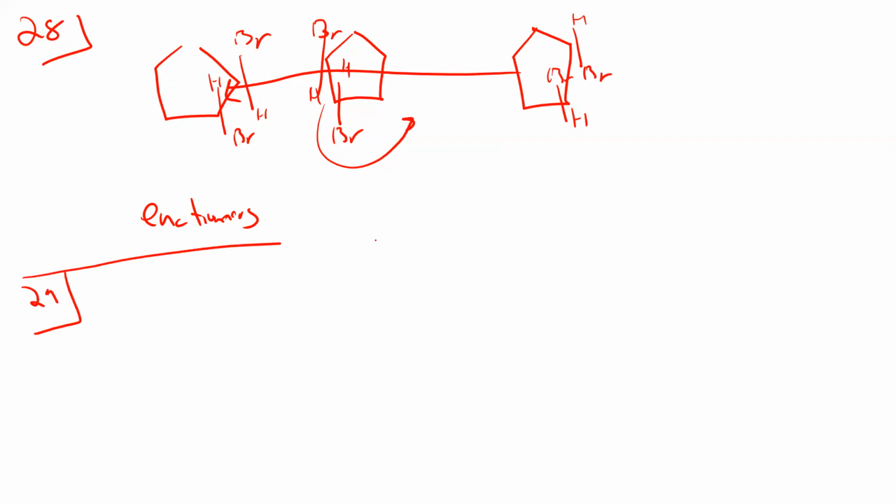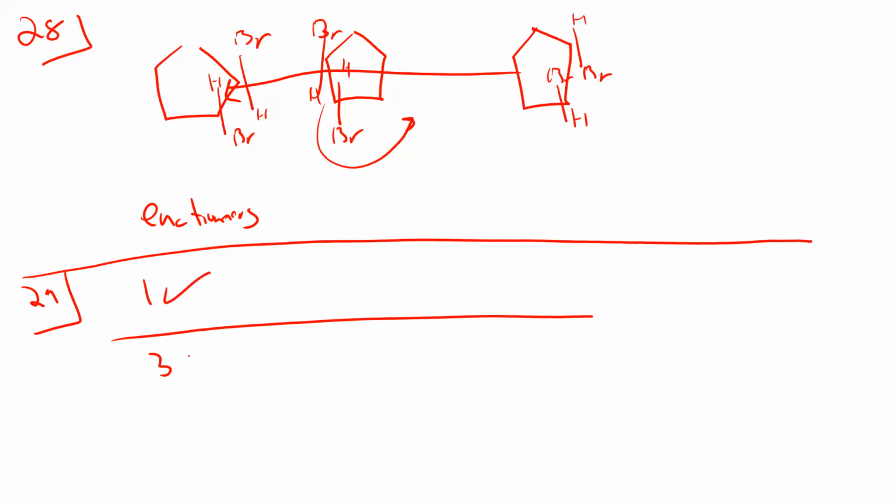29 says select the true statements. So you're going to select options 1 and 3. Option 1 says a chiral adsorbent is used in chiral chromatography. That is true. And one enantiomer will elute faster than the other. That is also true. So you're going to select options 1 and 3.